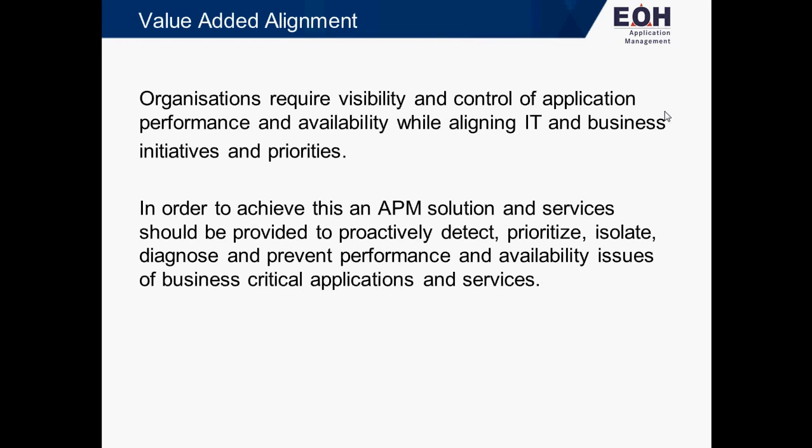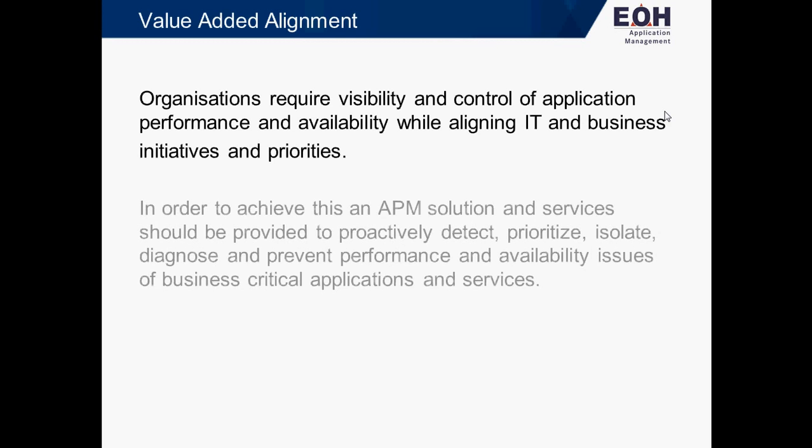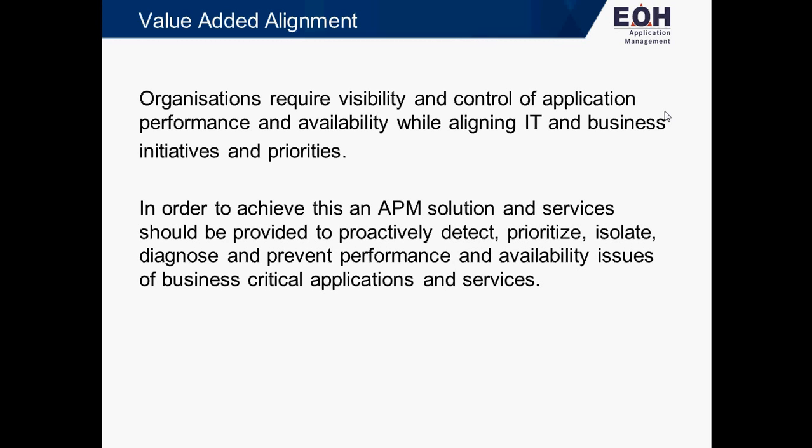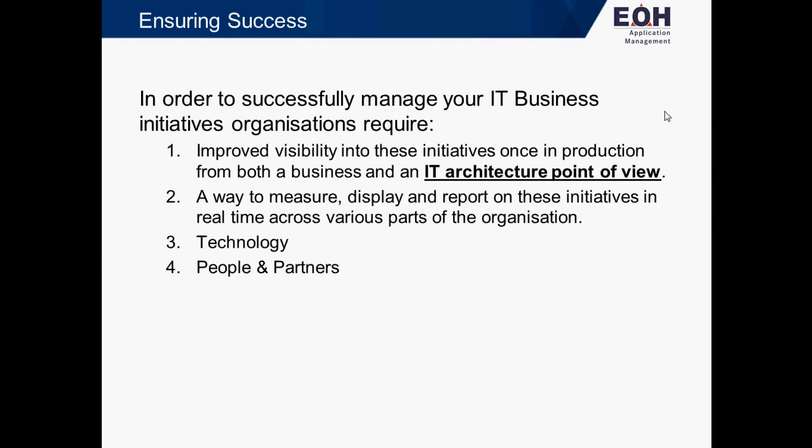We were saying that organizations require visibility and control of application performance and availability while aligning the IT and business initiatives and priorities. What we're really going to focus on tonight is how do we achieve this? How do we get to a point where we can actually proactively detect, prioritize, isolate, diagnose, and prevent performance and availability issues of business critical applications and services? That really starts with your CMDB.